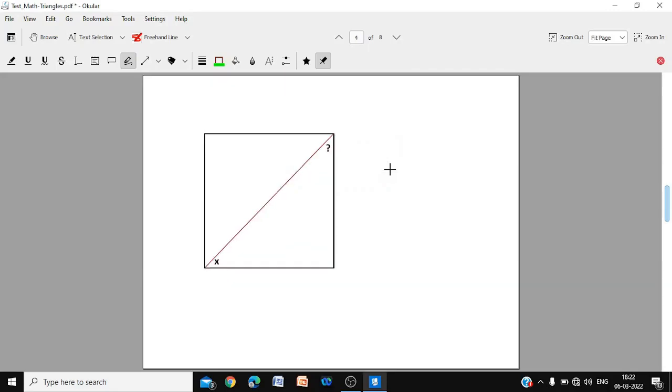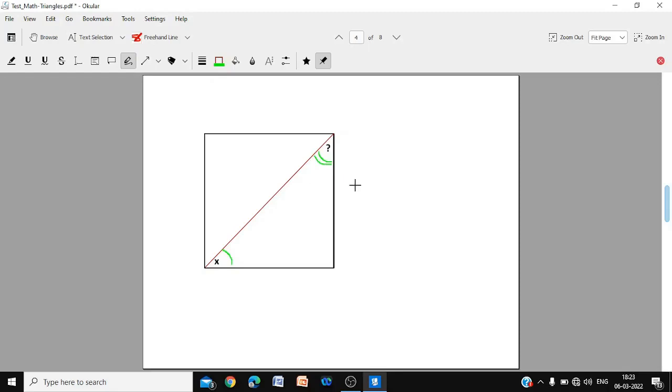Next question. This is a square and the red line is a diagonal. This is x degree. Then how much is this where we have put the question mark? The red line is a diagonal dividing the square into two triangles. If this is x degrees, then what is the value of this angle where we have put the question mark?